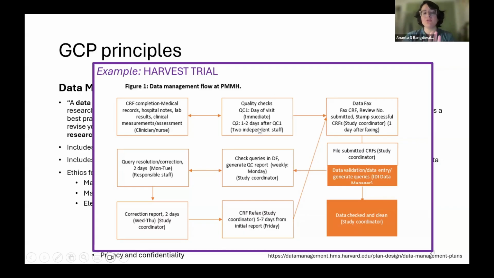Those are reviewed. So this is on paper, by hand, the data is collected. Then 2 independent staff are checking, QC1 immediately, and then 1 to 2 days after, where they're checking and reviewing the data collection against source documents. Then it's submitted to the electronic data capture. At that point, the file is submitted, and there are more validations and query checks. Then they check the queries.